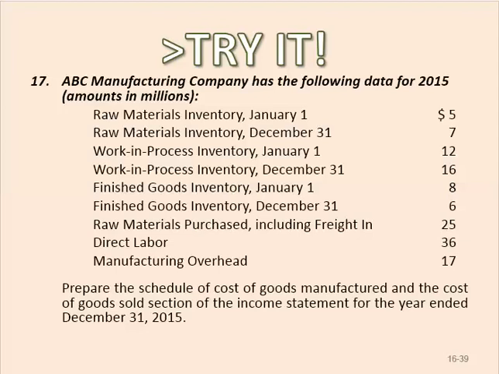All right, let's do an example here where we're calculating the cost of goods manufactured and the cost of goods sold section of the income statement. So we've been given some basic data for ABC Manufacturing Company here. And to start our cost of goods manufactured, we always start with beginning work in process. This is what we have right here.